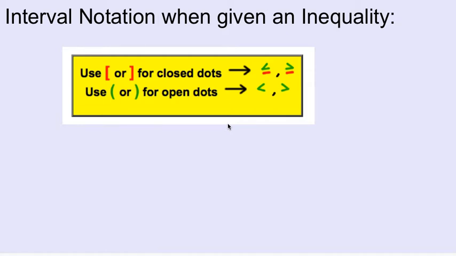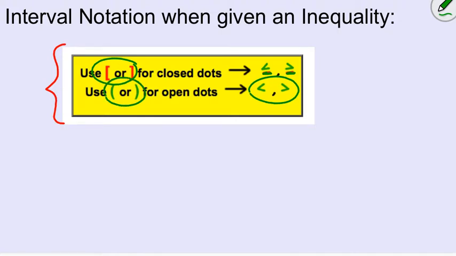A lesson on giving interval notation when we're given an inequality. I do want you to write this down. If you have inequalities that have the equal sign in it, then you're going to use brackets. If you have inequalities that are just less than or greater than, so no equal to, then you're going to use parentheses. There's also one other thing I want to add. If you have a positive infinity or a negative infinity, you would also use parentheses.